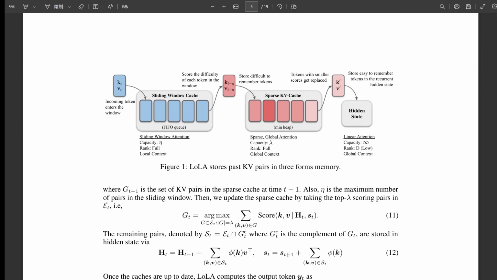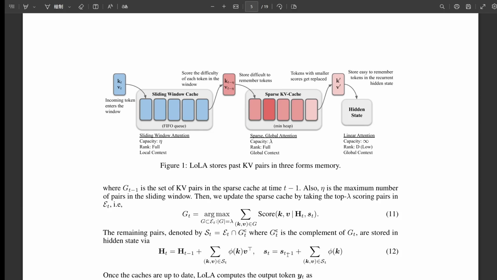Why rescored? Because the difficulty of remembering them actually depends on the current state of the linear memory, which itself changes over time as it sees more data. So the cache is then updated based on these new scores and any potential new difficult candidates that have emerged. Equations 10 and 11 conceptualize this cache update logic.